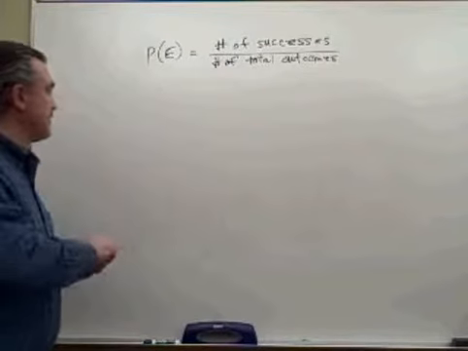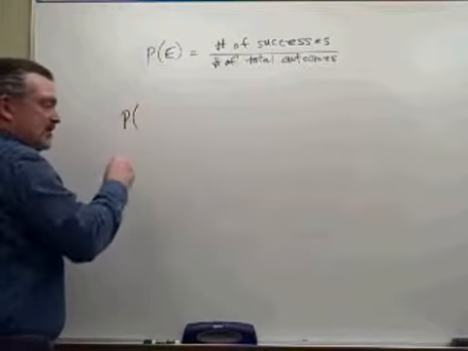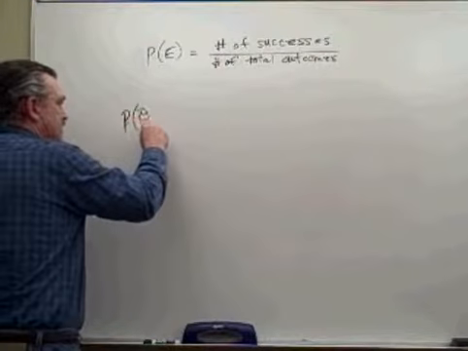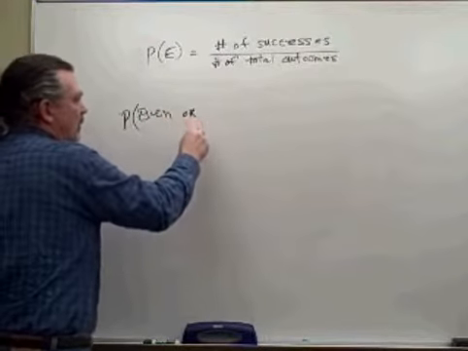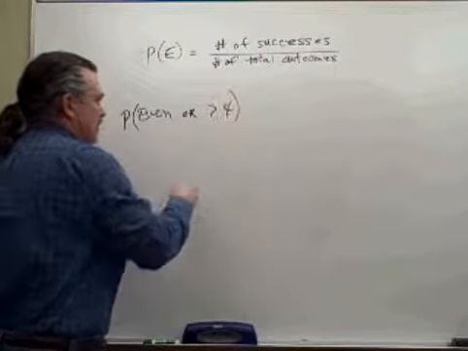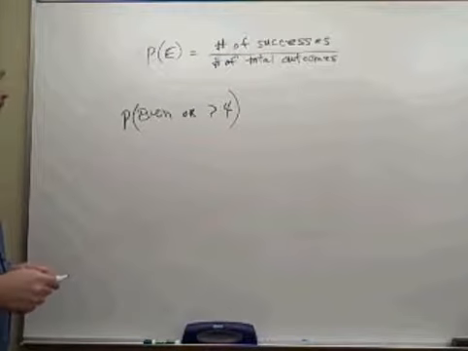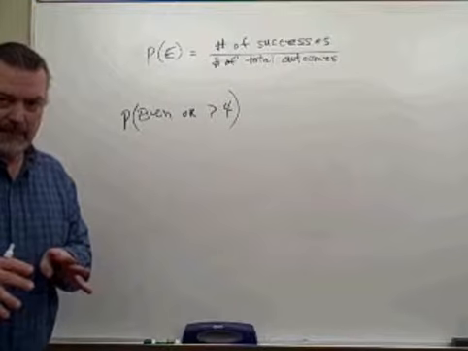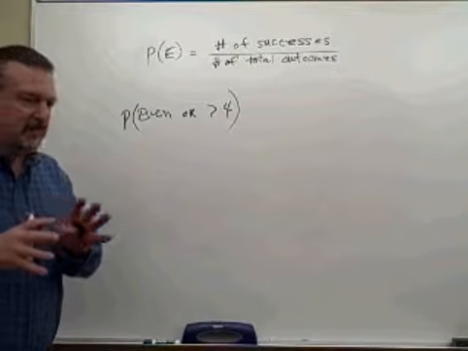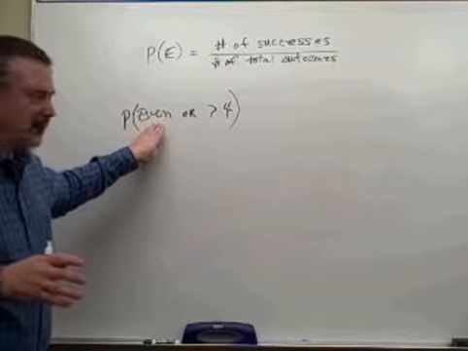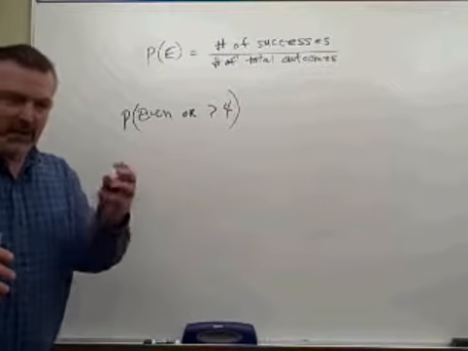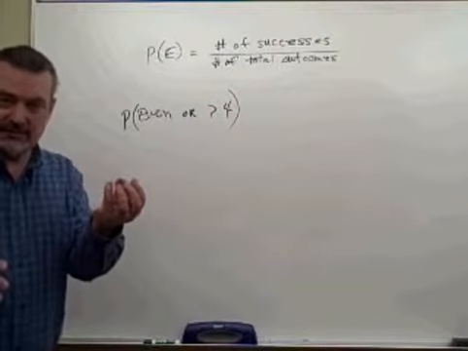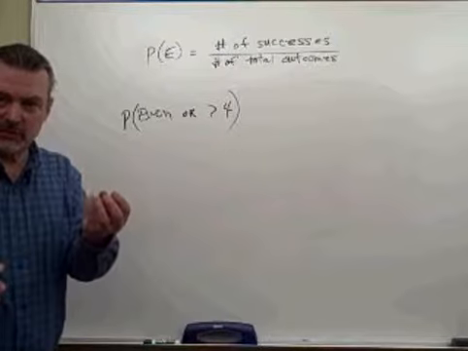So we're going to roll one die. We want to know what's the probability that we get an even number or we get a number greater than 4. Well, now, here's a situation where we have to be careful. Is there any overlap between an even number and numbers greater than 4 on a single die? And the answer is yes, there is overlap.